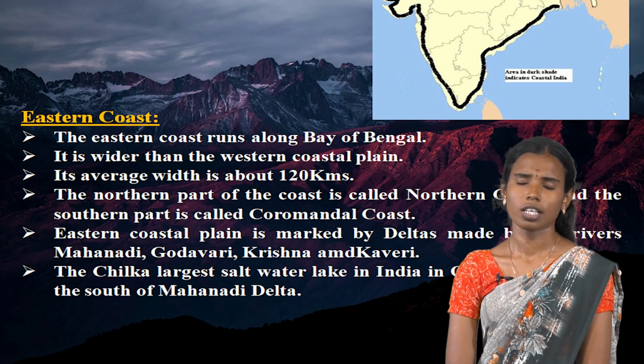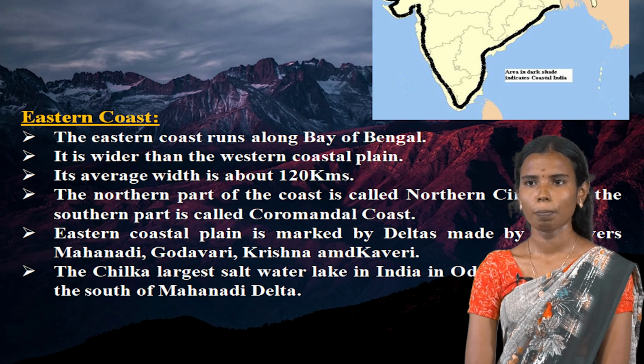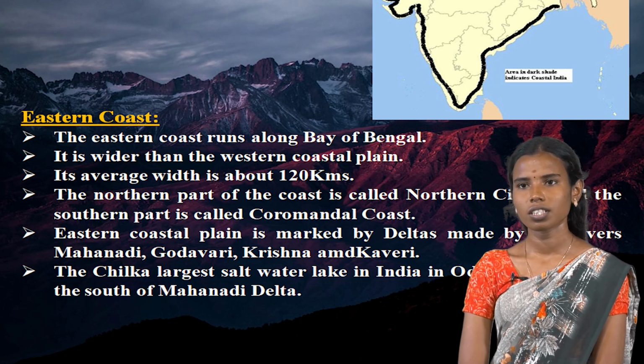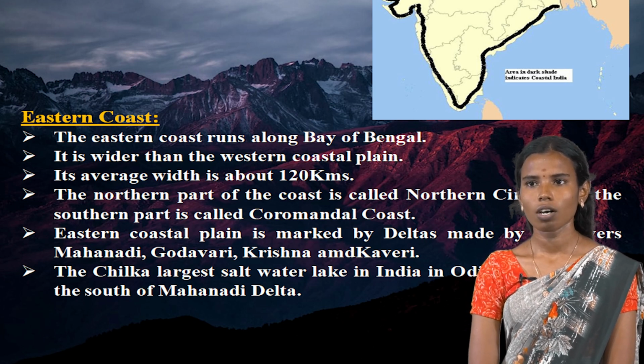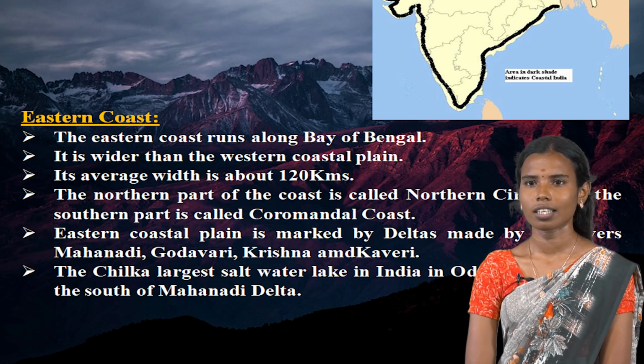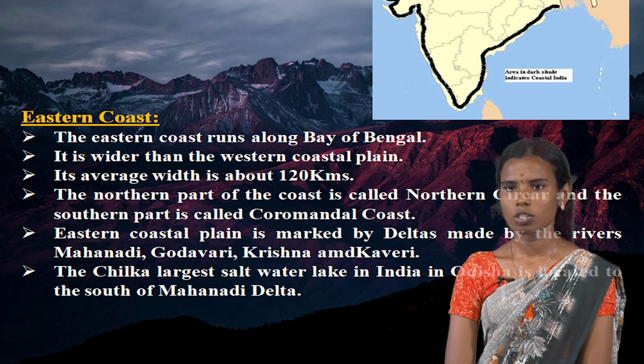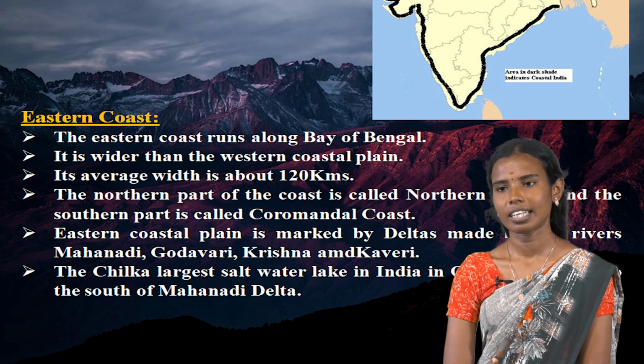Then the eastern coast. The eastern coast runs along Bay of Bengal. It is wider than the western coastal plain. Its average width is 120 km and the northern part is called Northern Circars and the southern part is called Coromandel coast. The eastern coastal plain is marked by deltas made by the rivers like Mahanadi, Godavari, Krishna and our very own Kaveri. The Chilika is the largest saltwater lake in India, located on the eastern coast of Odisha, to the south of Mahanadi Delta.